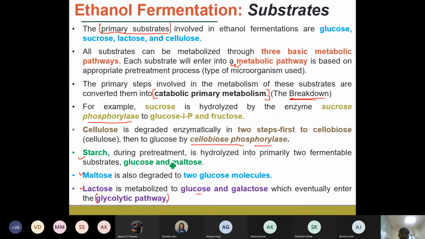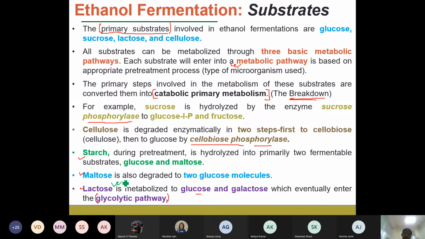Now coming to the other sugars that we have seen, lactose consists of glucose and galactose. The glucose derivative enters the biochemical pathway, and galactose is converted through the pathways into different components which enter the biochemical pathway.